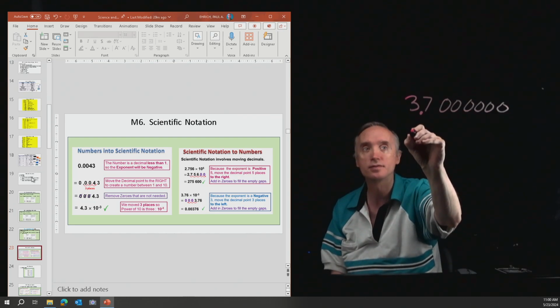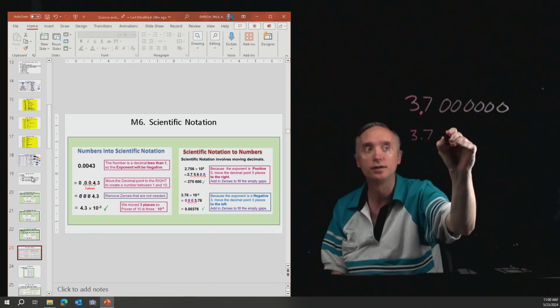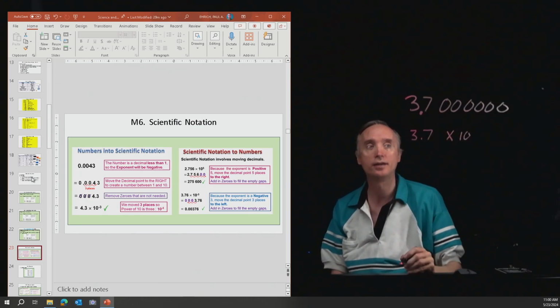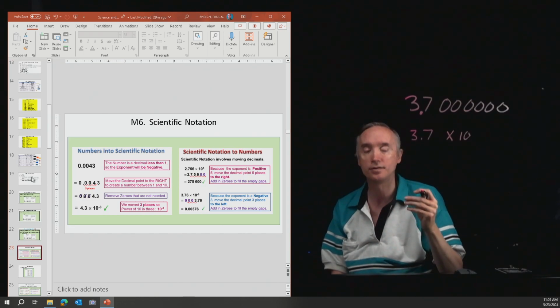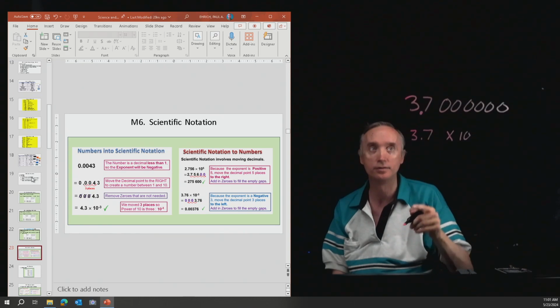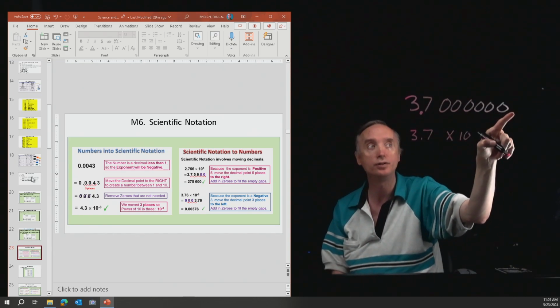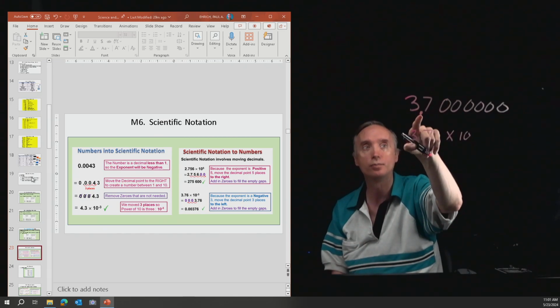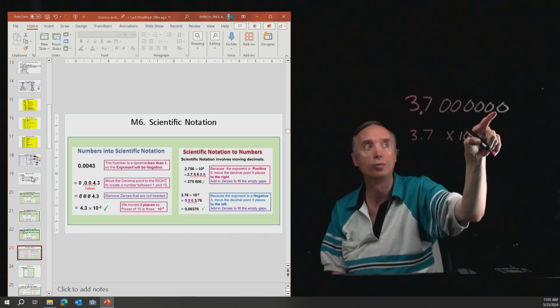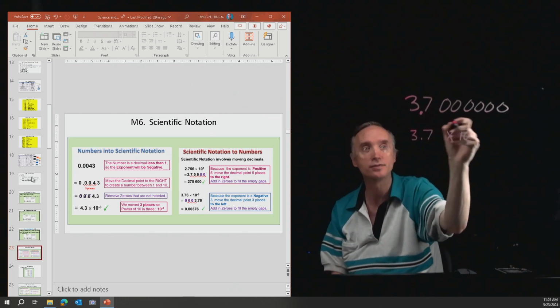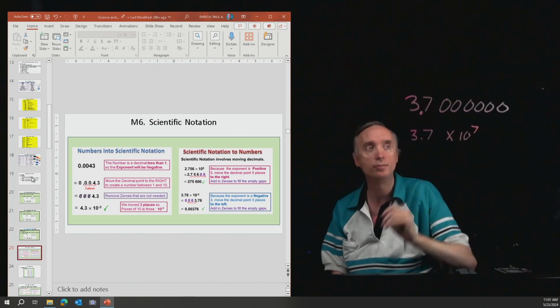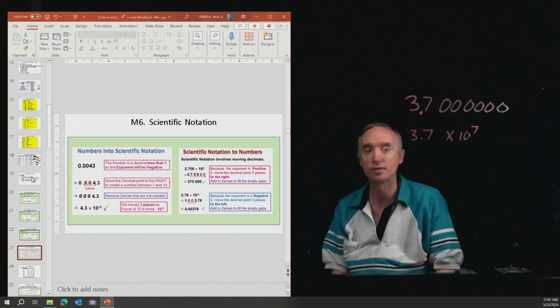So we're going to say that this is going to be 3.7 times 10. Okay, now we need to figure out what number goes here, and so we're going to count decimal places. And so don't count zeros because you can get into trouble if you do that. So here's where the decimal point used to be. Here's where we want to put it. So we're going to go over 1, 2, 3, 4, 5, 6, 7 places so that this is going to be 3.7 times 10 to the 7th power.